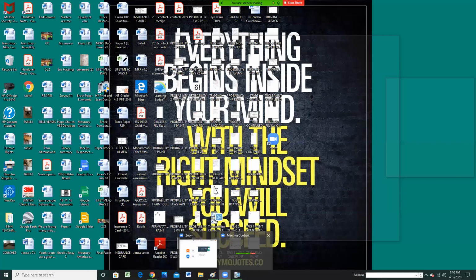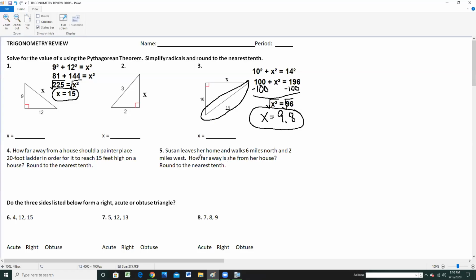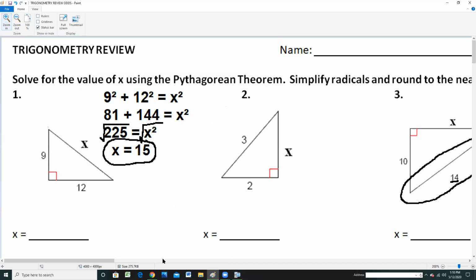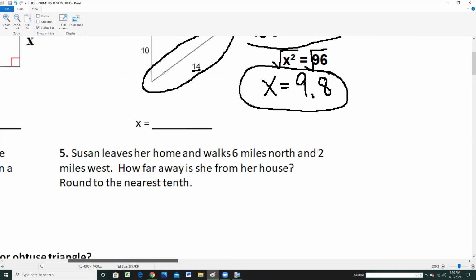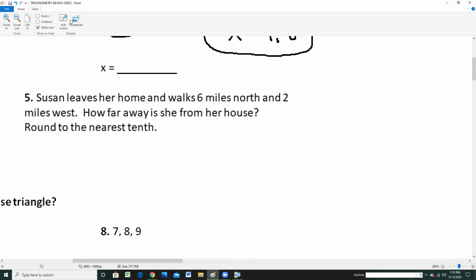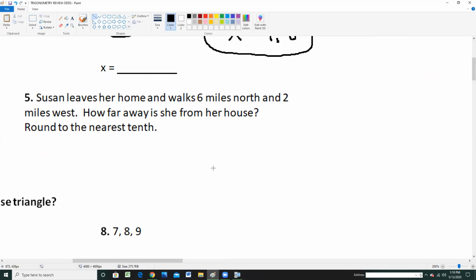Susan leaves her home and she walks 6 miles north and 2 miles west. How far away is she from her house? I don't know about all of you, but that just seems like our life story here in the last 2 months. We do a lot of walking around. We're all over the place, which is good.